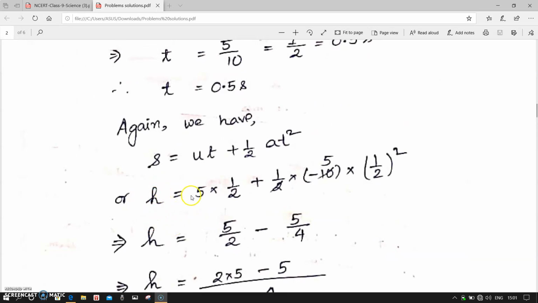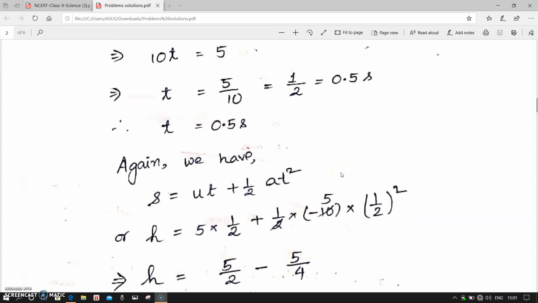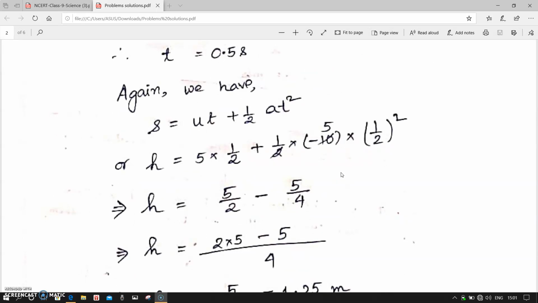So h is equal to 5 into 1 by 2 plus half into a, put the value, and then t is half. I have not used the decimal form because we have to cancel out, and if you keep it in this manner then sometimes it is easy to calculate. So for ease of calculation only I have used this fraction form. So 5 into 1 by 2 plus 1 by 2 into minus 10. Remember a is negative, you have to put the negative value only.